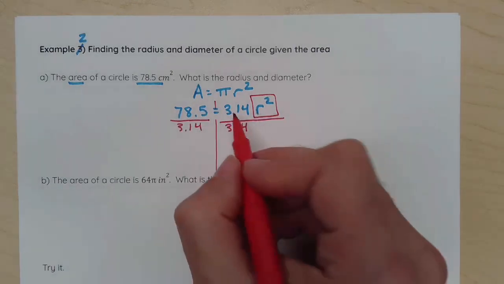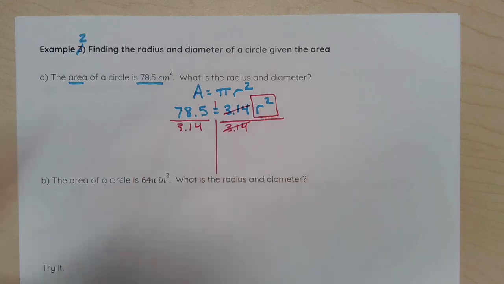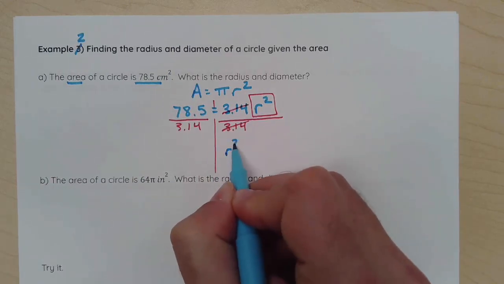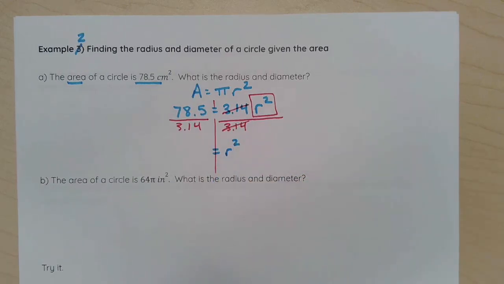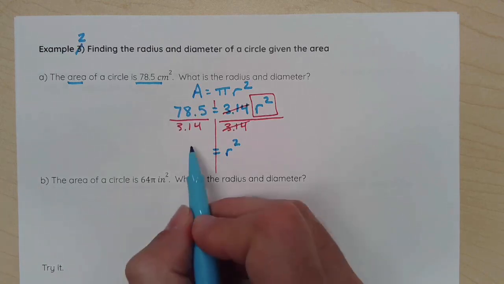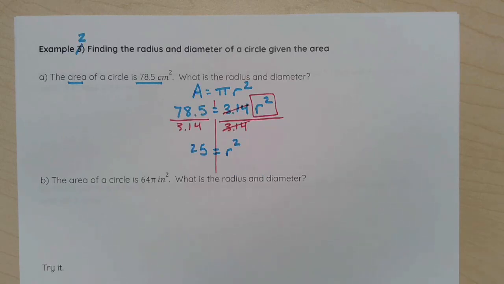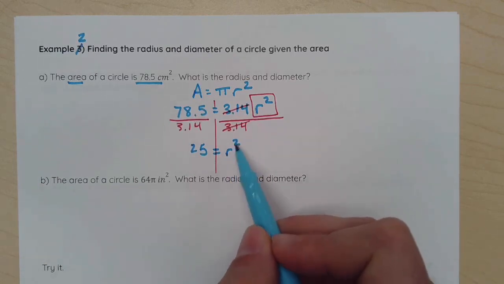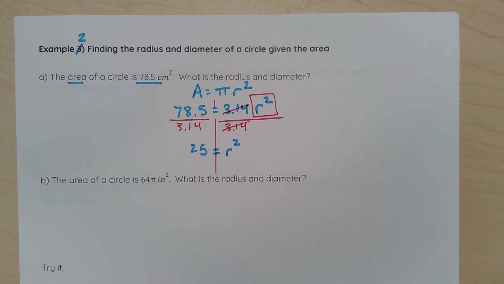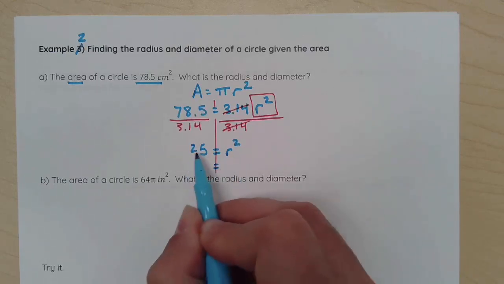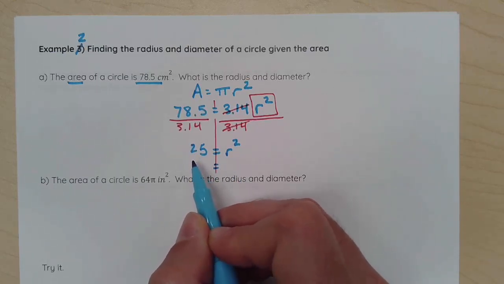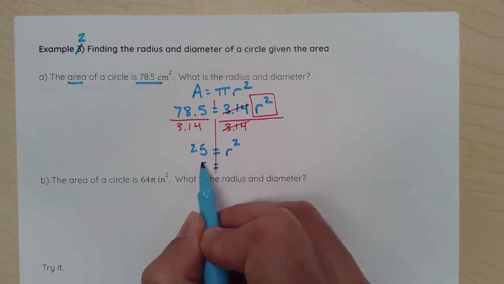In doing so, the 3.14s will cancel, and that's going to leave me with r squared. This division gives me a value of 25. So 25 is equal to r squared. So what I need to think mentally now is what number times itself makes 25. So this is going to be a mental math exercise. So 5 times 5 makes 25. So the value of r is 5.